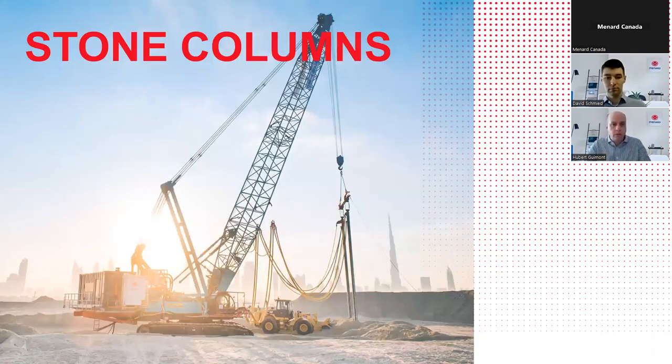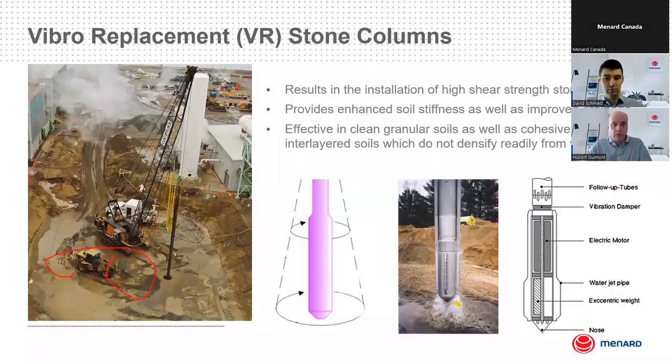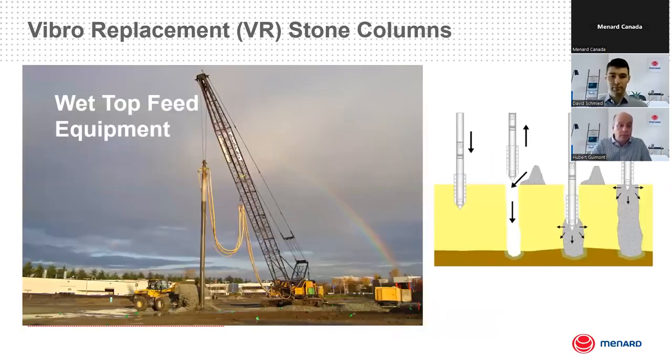I'll continue and I'll start talking about stone column. So stone column to improve stability of the tailing dam. Just a little quick background on what is a stone column. Vibro replacement stone column is built by using a vibrating probe that is inserted into the ground. It's an electric motor that is vibrating and oscillating, so it's vibrating the soil, but it also enables you to build a stone column by either the wet top feed method.